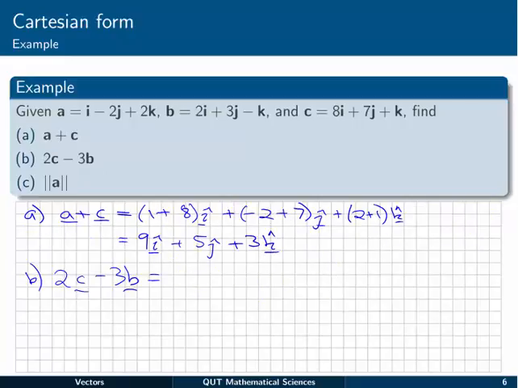In the next example, we're asked to first multiply c by the scalar 2, and then b by the scalar 3, and then subtract the two results. Multiplying each of the components of the c vector by 2, we obtain 16i plus 14j plus 2k.